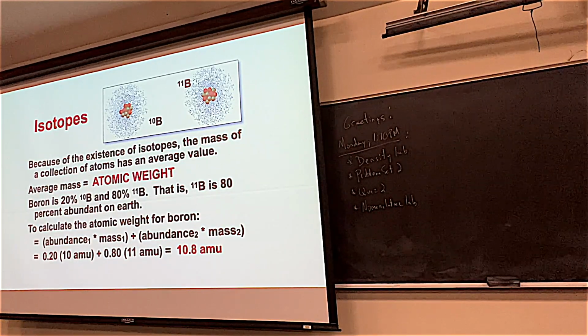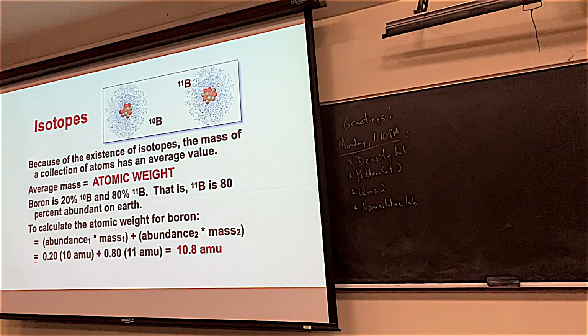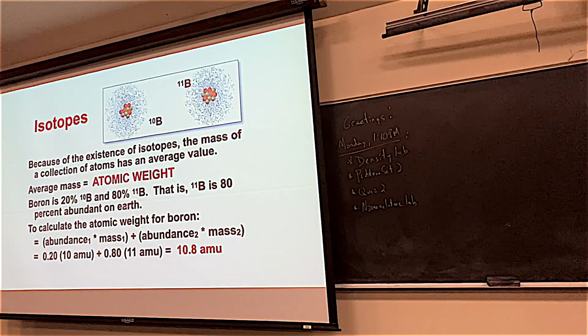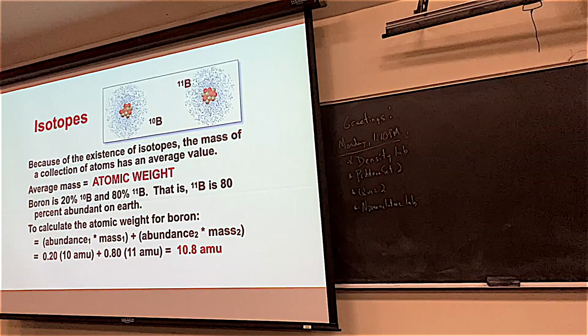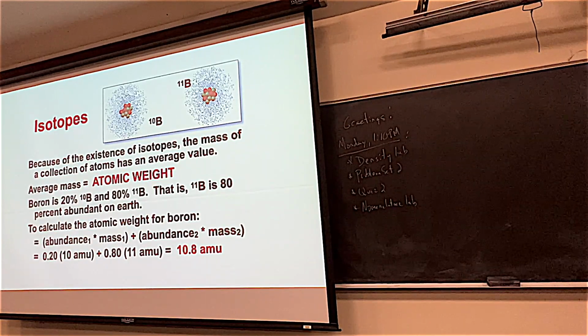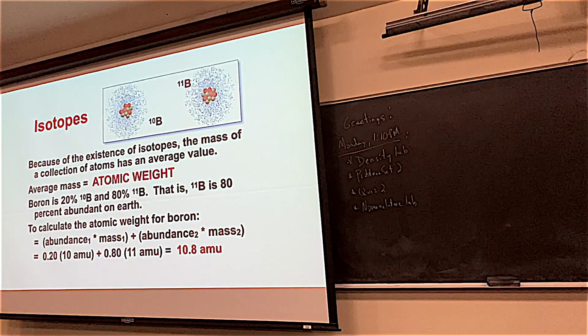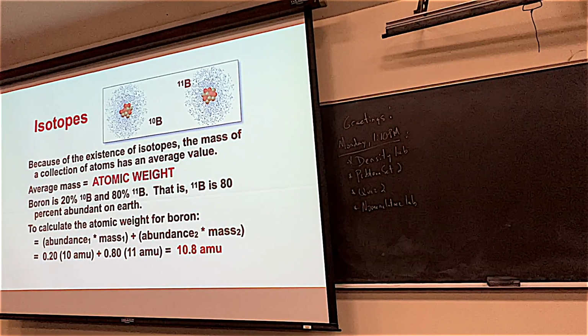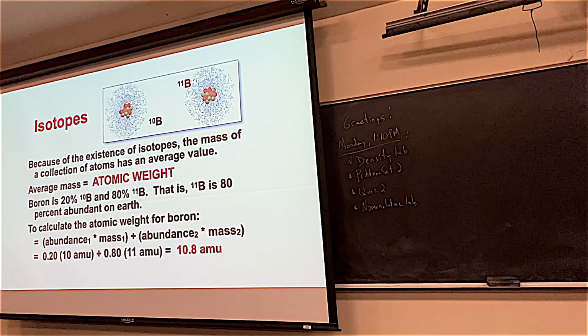That would be 0.20. So it's the abundance, how often you have boron, times the mass, 0.20 times 10. And you add it to the abundance of the other one, which is 0.8 in decimal form, times its mass, 11. And that comes out to be 10.8. So all those numbers up there, all the red numbers on these periodic tables, all those red numbers are averages, all right?